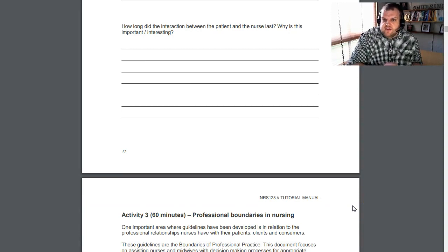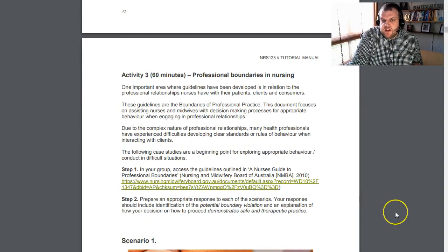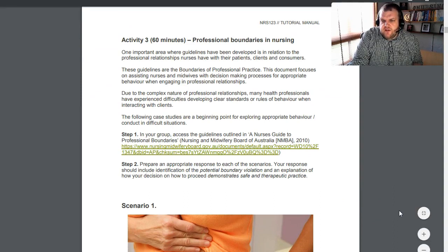It talks about how the CCTV footage measures it as only being about 20 or 30 seconds. Good, so that's that activity. Then activity 3 is professional boundaries in nursing.